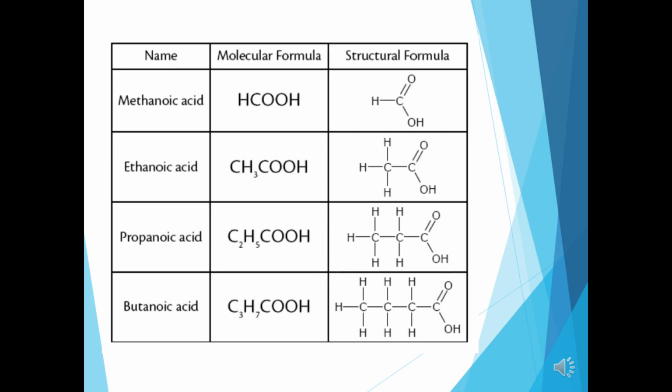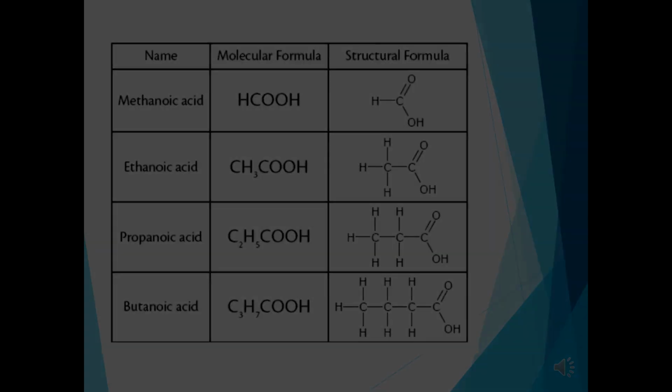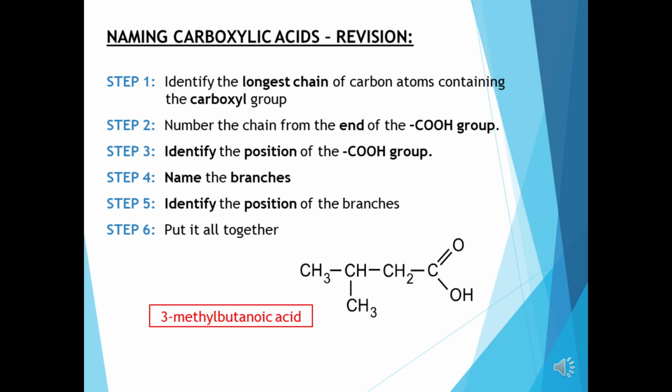So for instance, methanoic acid, having one carbon atom in total, ethanoic acid, 2 carbon atoms in total, and so on and so on. We name our carboxylic acids by finding the longest continuous chain, starting with the carbon of the carboxyl group. That will always be carbon number 1. If there are any branches, they will take their position, like in the example of 3-methyl-butanoic acid.